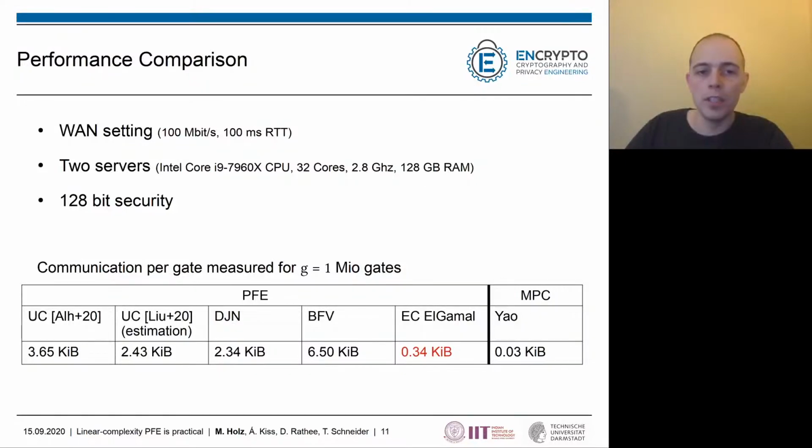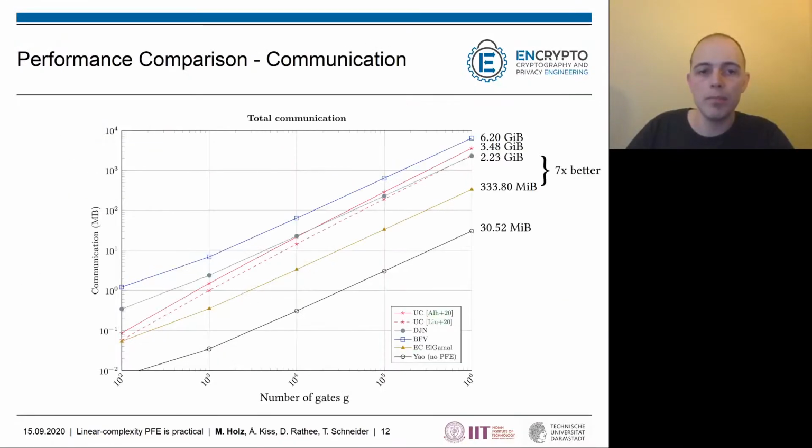In terms of communication. And we also compared our protocols to the multi-party computation setting using the standard Yao's garbled circuit protocol, and we've seen that we only have an overhead of about a factor of 10 when we compare it to the multi-party computation, where we don't hide the function at all. So hiding the function costs us about a factor of 10 in terms of communication. Here we can see that our elliptic curve-based protocol, which is the yellow line here, is about 7 times better in terms of communication than the best-known universal circuit construction from Liu et al.